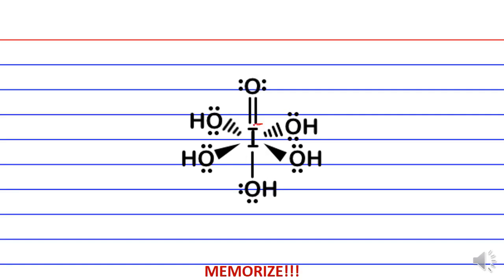So here goes: 1, 2, 3, 4, 5, 6, 7. So basically what I'm trying to say is the structure makes sense. It has 6 oxygens, and 5 of those oxygens have attached hydrogens, and 1 just has a double bond to iodine, okay? So take it all in.